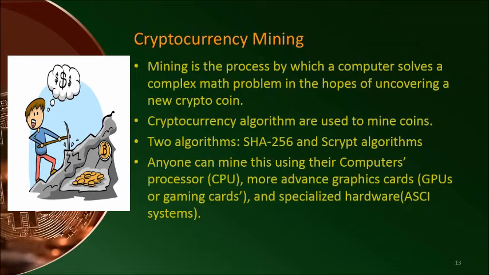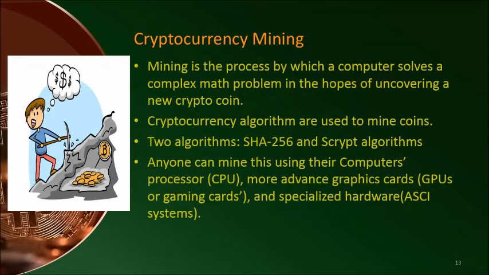So let's begin with cryptocurrency mining. As in the picture you can see a guy mining a hill for Bitcoin. It's simply like that, but it's not done by us but by our computers: CPUs, GPUs and ASIC systems are used to perform this task. So mining is the process by which a computer solves a complex math problem in the hope of uncovering a new crypto coin.